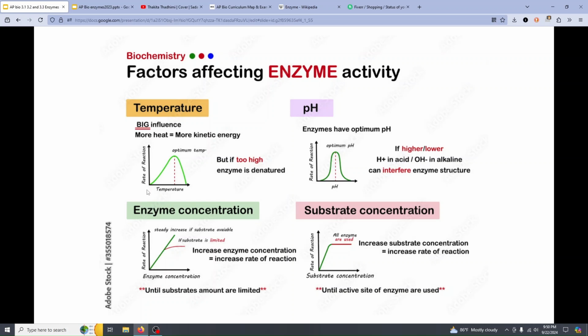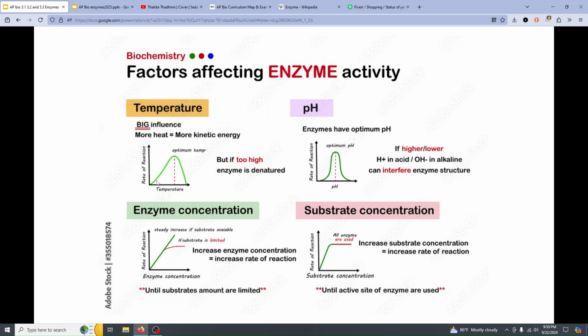So let's look at heat. Here we are plotting the change in temperature to the rate of reaction, how quickly the reaction is happening. Initially, let's say I put enzymes and substrates in a test tube and I heat it up, the activity of the enzyme is going to increase. Why?